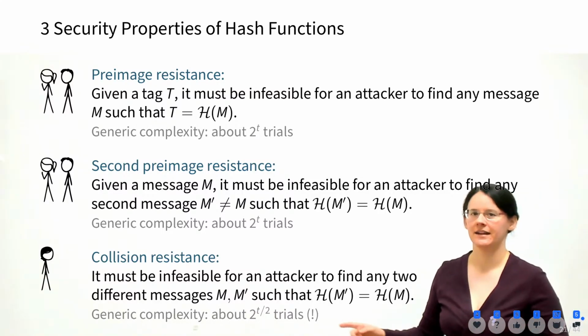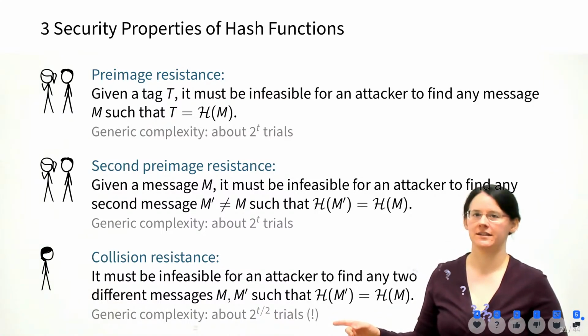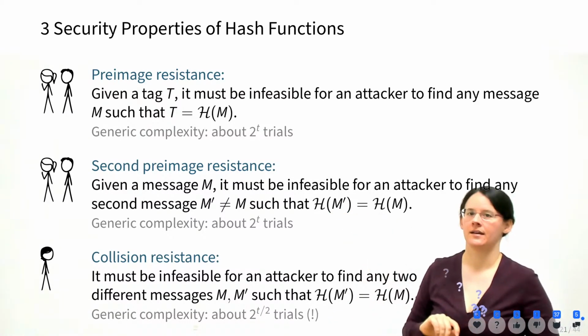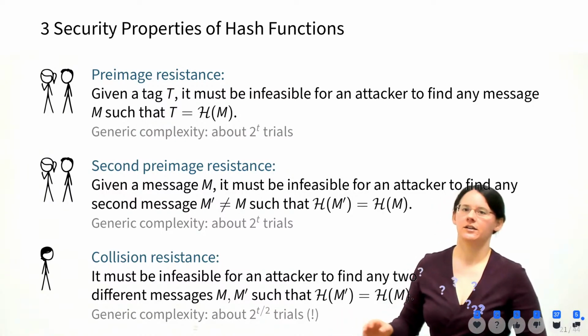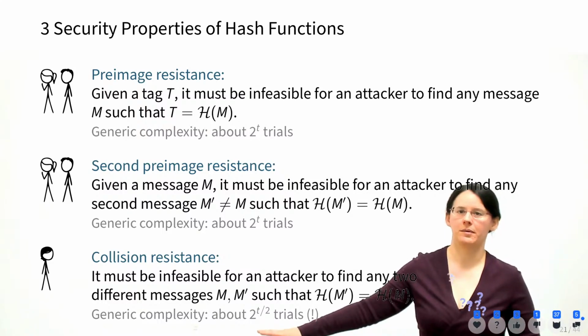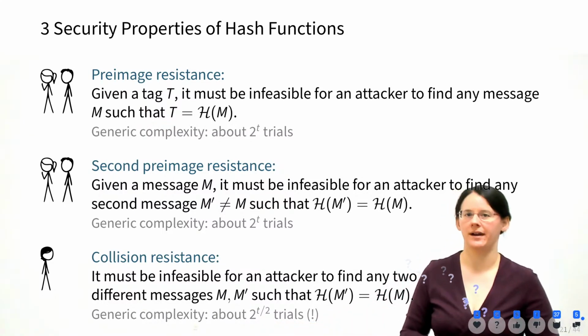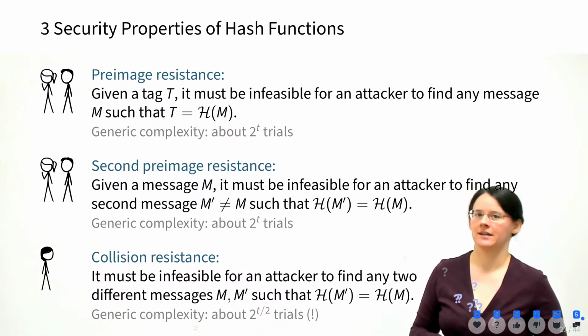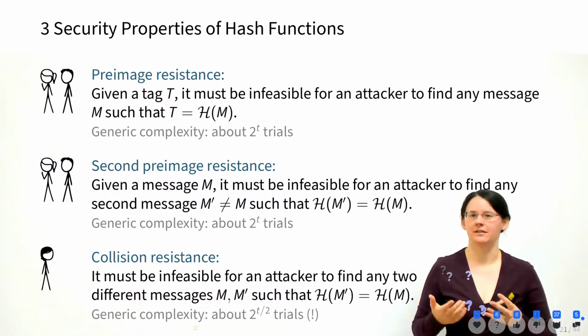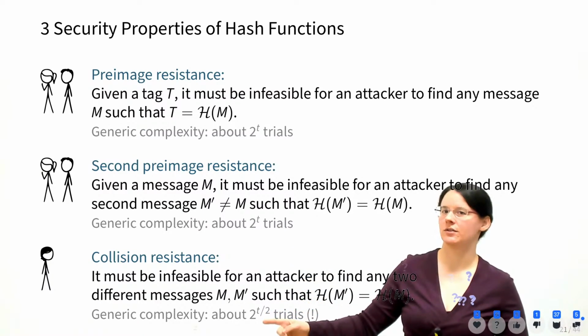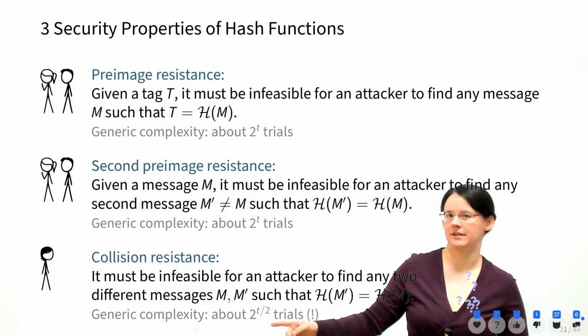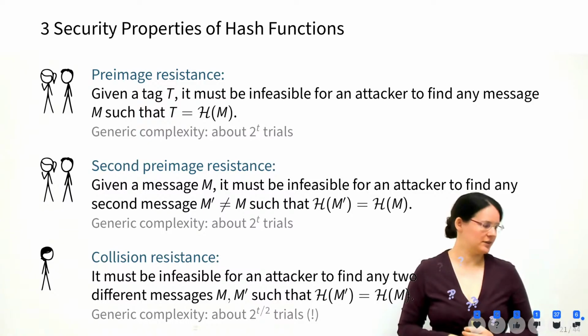And the thing is that this turns out to be a lot easier than this. So in particular, if you try to brute force this, you will only need about 2 to the power of t divided by 2 trials. So in other words, if you measure it in bits of security, this has t-bit security, this only has t-half-bit security. I'll get to that in a moment.